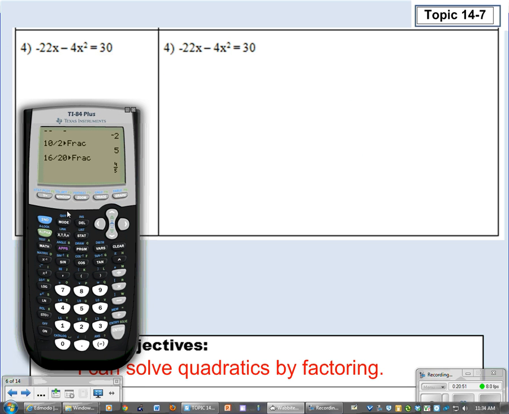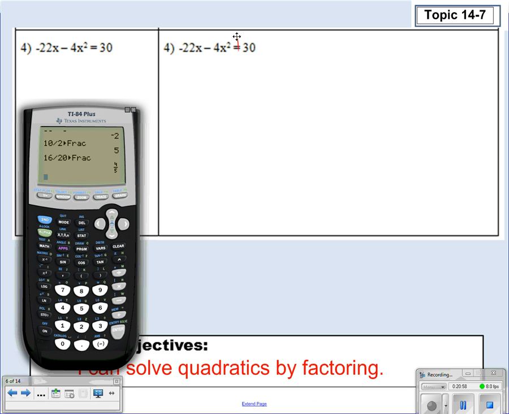Number 4. Again, we want to set our equation equal to 0. So let's look and find our x squared value. Notice our x squared value is negative. We want it to be positive. So we need to move it to the other side. In order to make it positive, we're going to move it to the other side. That means we also need to move the other thing that's with it to the other side.